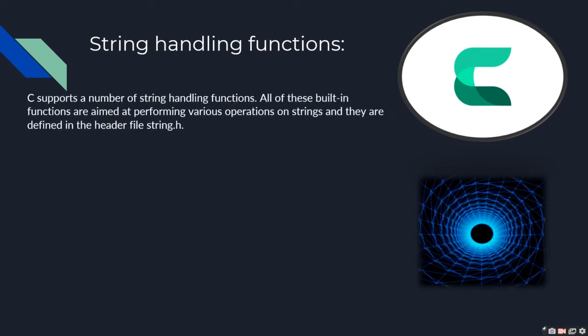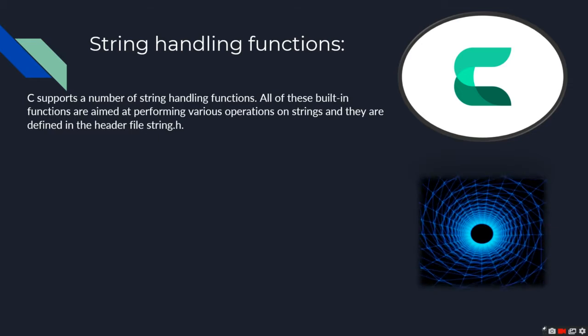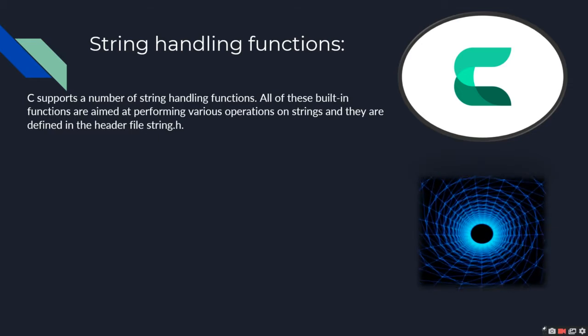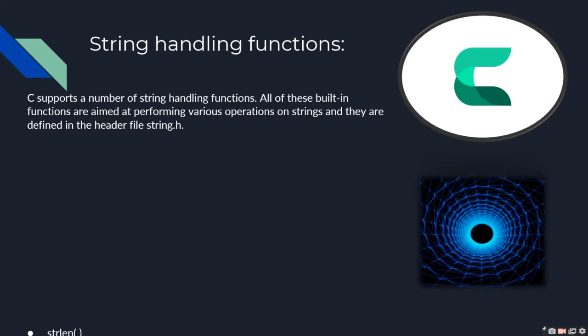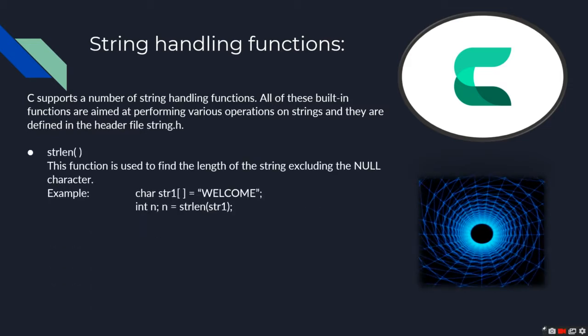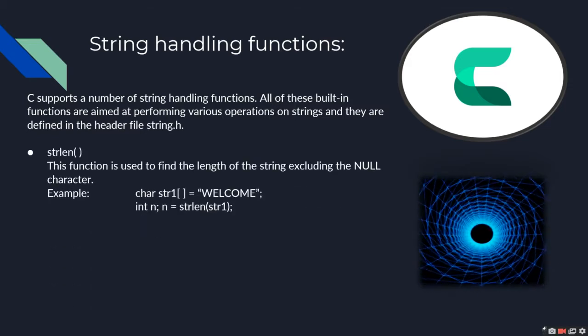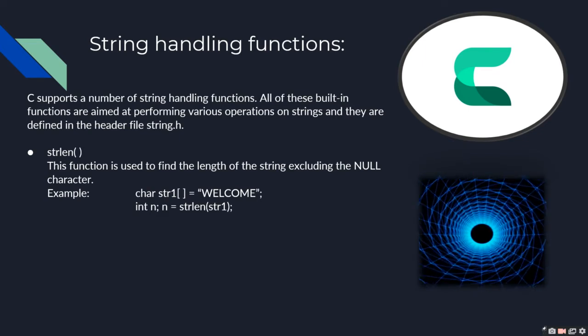String handling functions. C supports a number of string handling functions. All of these built-in functions are aimed at performing various operations on strings and they are defined in the header file string.h. strlen. This function is used to find the length of the string excluding the null character. Example is shown on the screen.